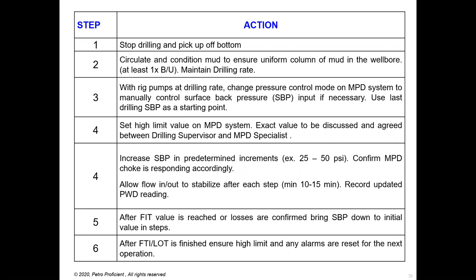After the FIT value is reached or losses are confirmed, bring surface back pressure down to the initial value in steps. So let's say you do a test in which you increase the surface back pressure gradually in stages of 25 to 50 PSI up to 500 PSI, and you know that at that 500 PSI, your equivalent mud weight in the well is, let's say, 14.5 ppg. You have established at this stage with the calculations that you have not encountered any losses, and your Coriolis meter does not record any losses. So you have established that your FIT value is 14.5 ppg. Right after that, bring down the surface back pressure in stages to zero or whatever predetermined value you had. So this is essentially how you do your FIT. Right?